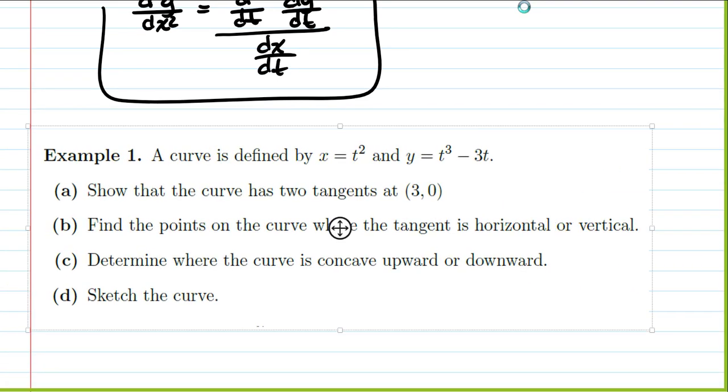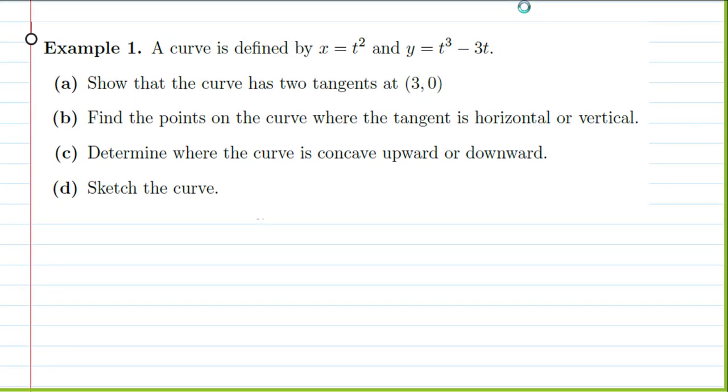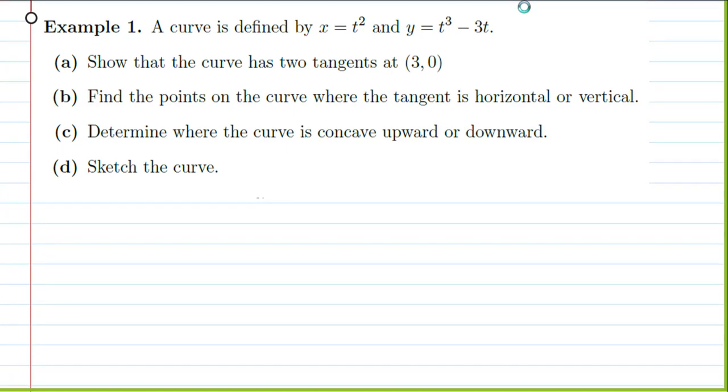So a curve is defined by x equals t squared and y equals t cubed minus 3t. A, show that the curve has two tangents at the point (3, 0). B, find the points on the curve where the tangent is horizontal or vertical. C, determine where the curve is concave up or concave down. And D, sketch the curve. Okay, so we want to find its tangents at the point (3, 0).